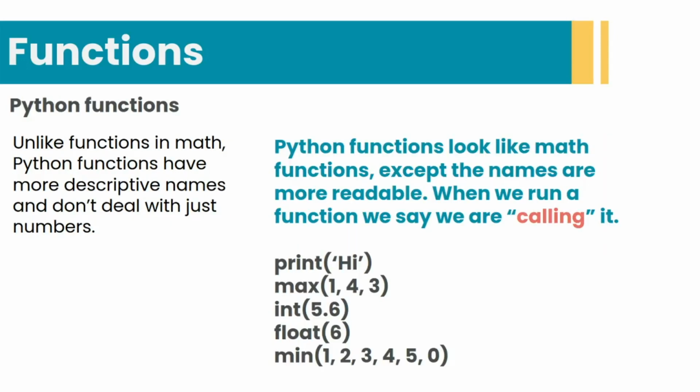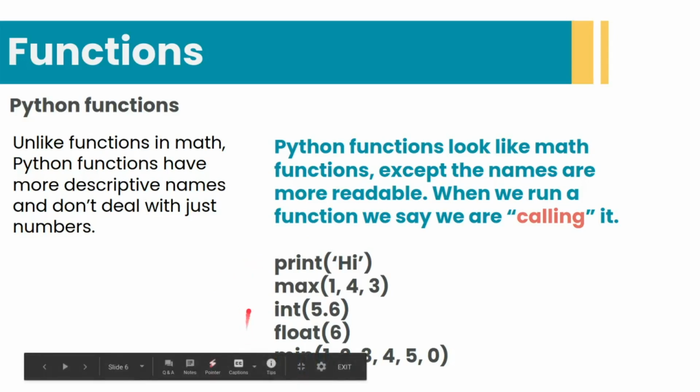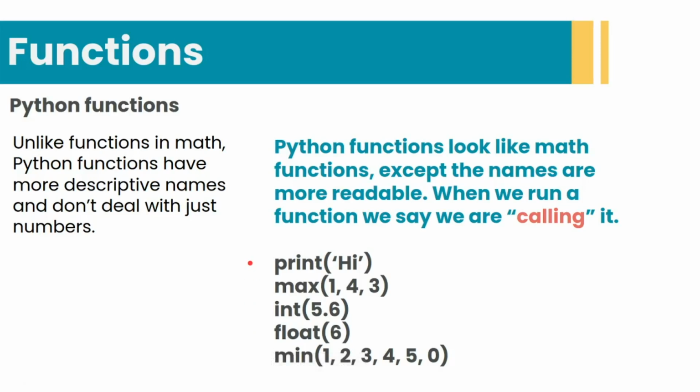So in Python, we've got functions that have more descriptive names. Down here, I've got 5 different functions. Okay, and these functions, we've got print, max, int, float, and min. I'm not expecting you to know what these are. If you want to pause the video and go off and do a little programming right now, you can. We will do that in just a second though, so you can just hold on.